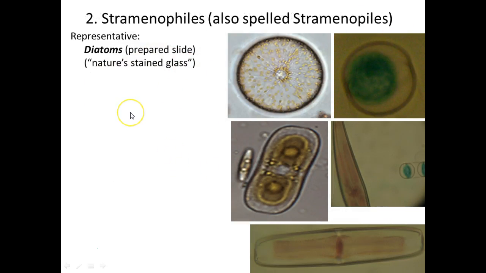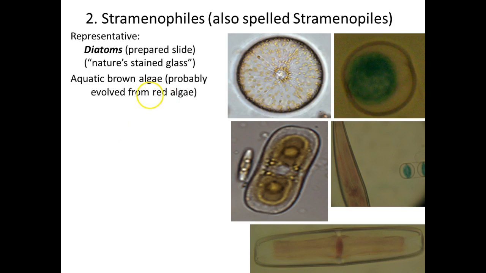So moving on to diatoms, right? So diatoms are, as I said, commonly referred to as nature's stained glass. These are aquatic brown algae, probably evolved from red algae, so these guys are photosynthetic. They can be single-celled or colonial. They're autotrophs. They use carbon dioxide to form their carbon molecules. They lack flagella, unlike most of the ones in this group.